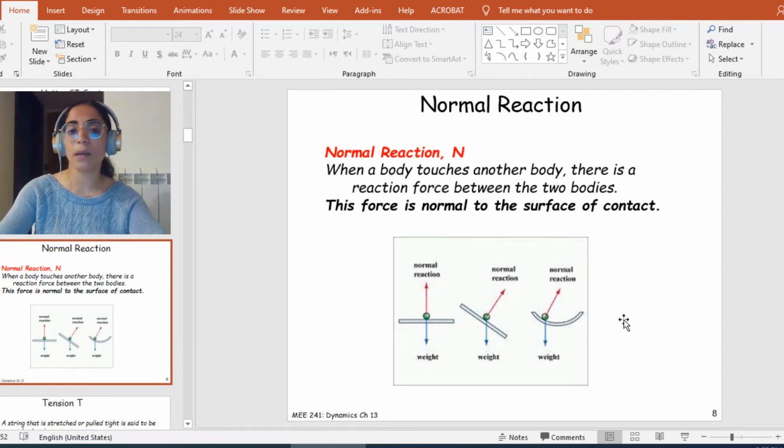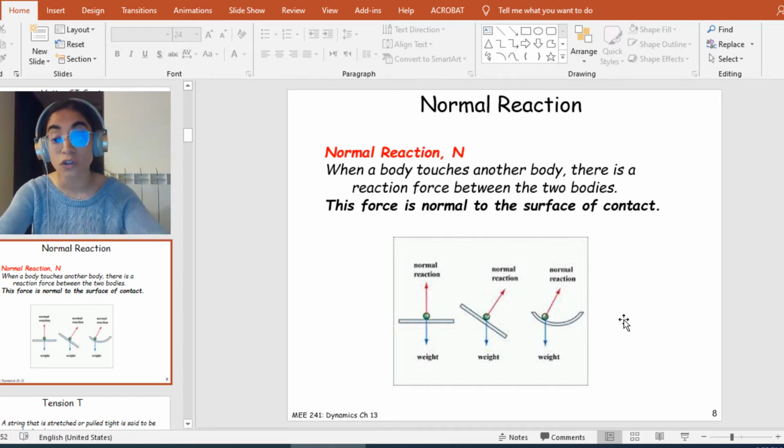Now, the second particular force or common force that we can face is the normal reaction. And you know, guys, that when a body touches another body, there is a reaction force between these two bodies, and this force should be normal. It should be perpendicular to the surface of contact. So if the surface of contact is horizontal, then the normal force will be, of course, vertical. However, if it is oblique, this normal force will be oblique, perpendicular to the surface of contact. Now, if it is curvilinear, then this normal force will have the normal direction.